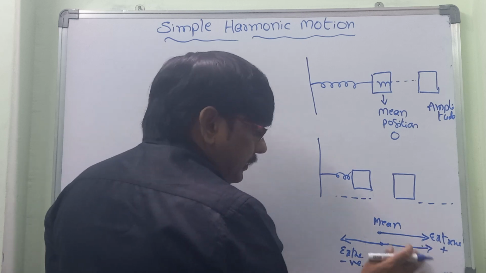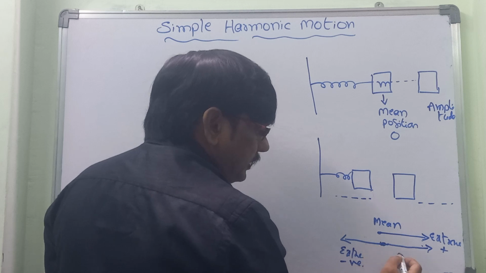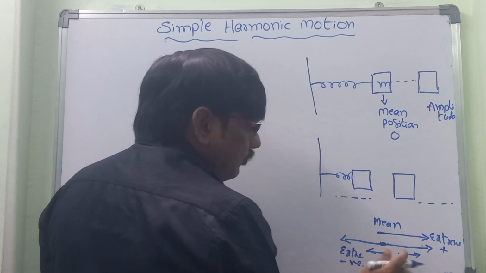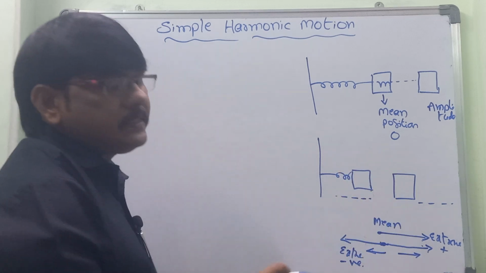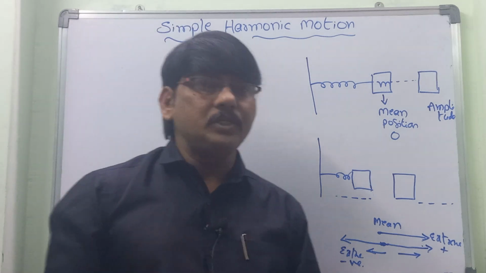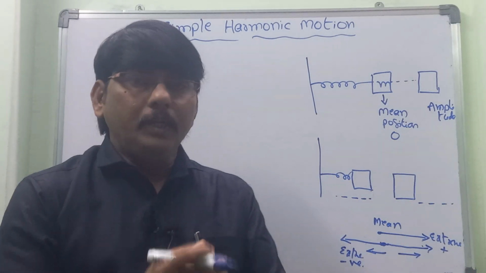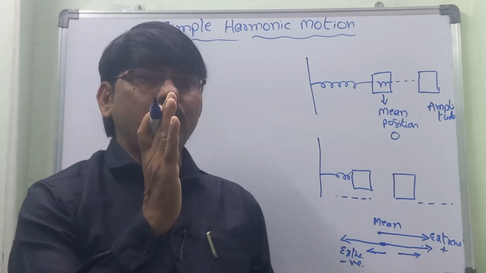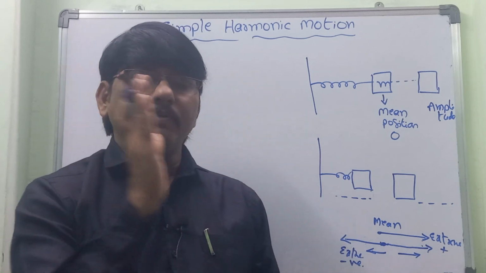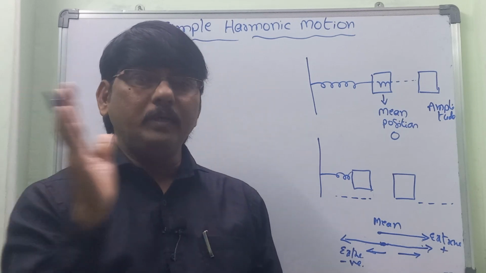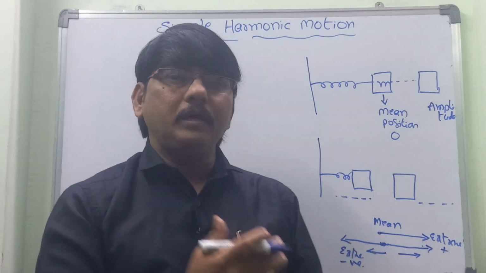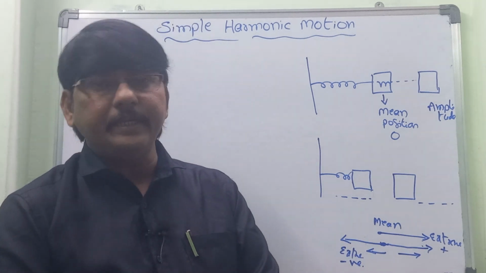Here the particle, from the mean position, is making a to and fro motion. That type of motion is called oscillatory motion. The particle has to move from the mean position in a to and fro motion for the object to be said to be in oscillatory motion.